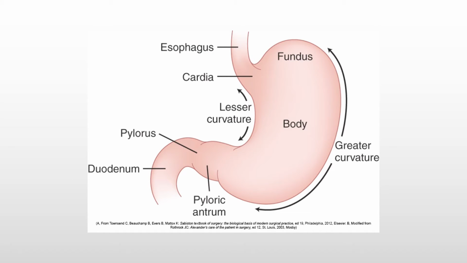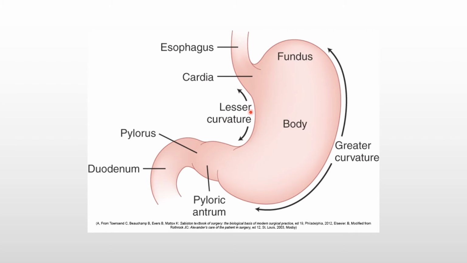All right, so here we have just an example, a little diagram of the stomach. As you can see here, we have the esophagus. Here is that cardia sphincter between the esophagus and stomach. Our fundus is the top. Our body is the middle of the stomach. Our antrum is going to be the lower portion of the stomach, and there's that pyloric sphincter as well in between the duodenum and the antrum.